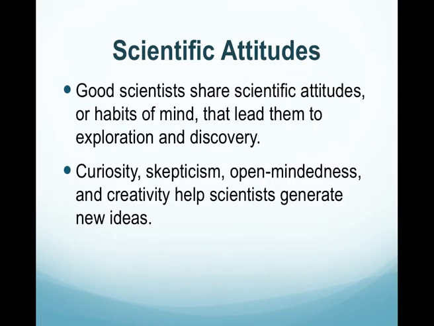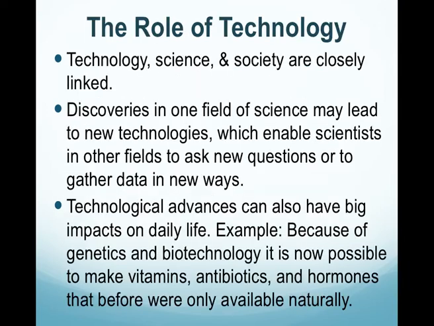Scientific attitudes. There are certain characteristics that scientists have. They share certain attributes. They are typically curious, skeptical, open-minded, and creative. These are what make for good scientists because they're able to think outside of the box. They're able to come up with new ideas. They are able to be creative problem solvers, and this is what leads scientists to make all of the new discoveries.